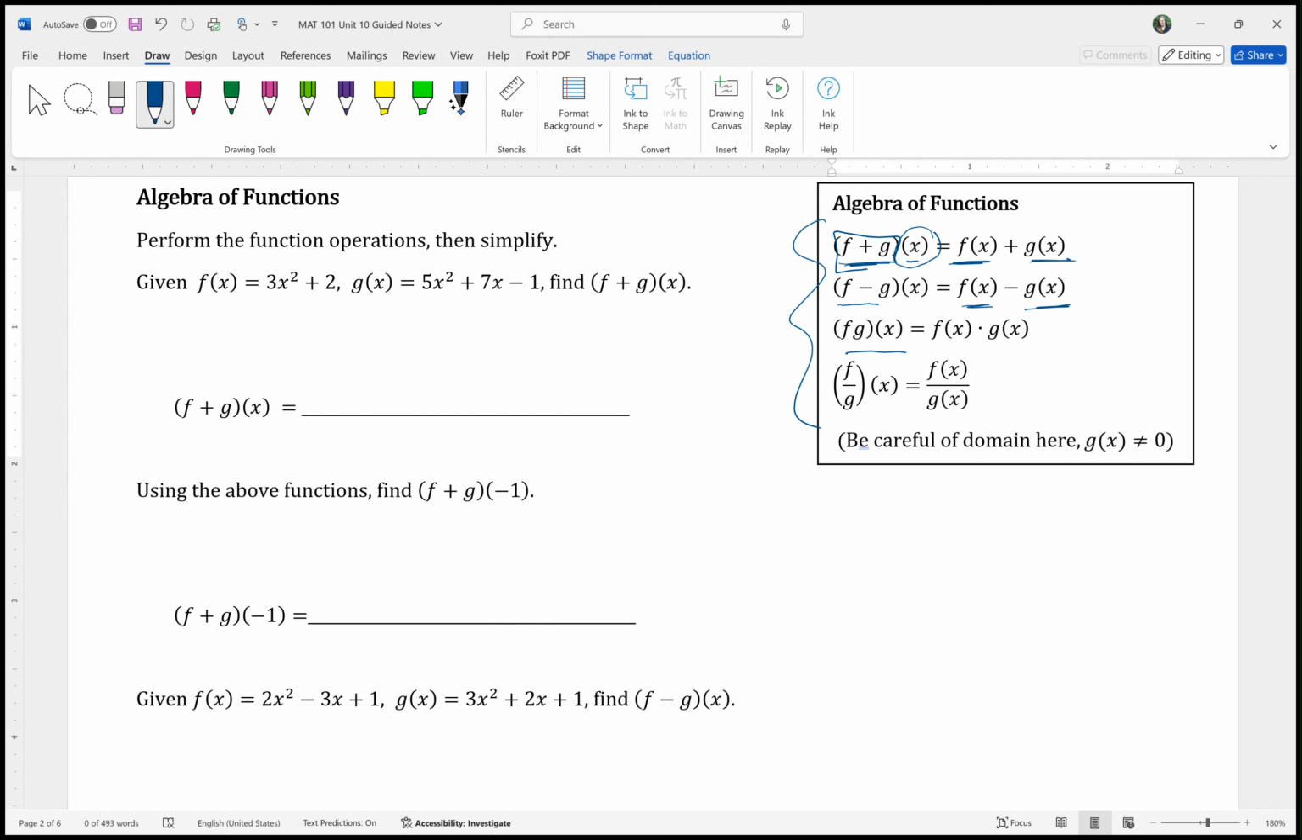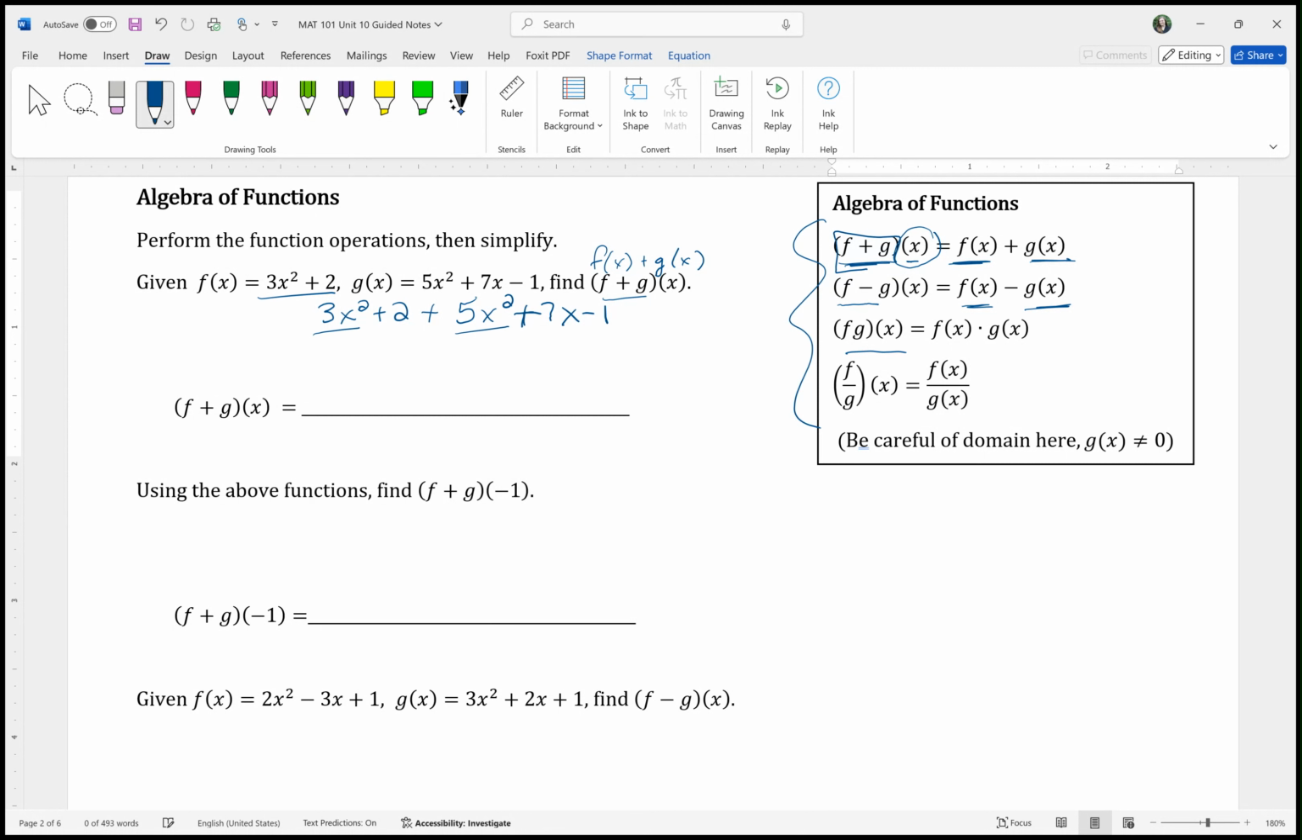All right, let's look at this first example here. Given f of x equals 3x squared plus 2 and g of x equals 5x squared plus 7x minus 1, find f plus g of x. So essentially this is f of x plus g of x. So you're really just adding these together. F of x is 3x squared plus 2 and g of x is 5x squared plus 7x minus 1. Now, we have done a lot of solving in the past. This is not solving. This is simply putting these things together using the operation they're giving us, which is positive, and then adding like terms.